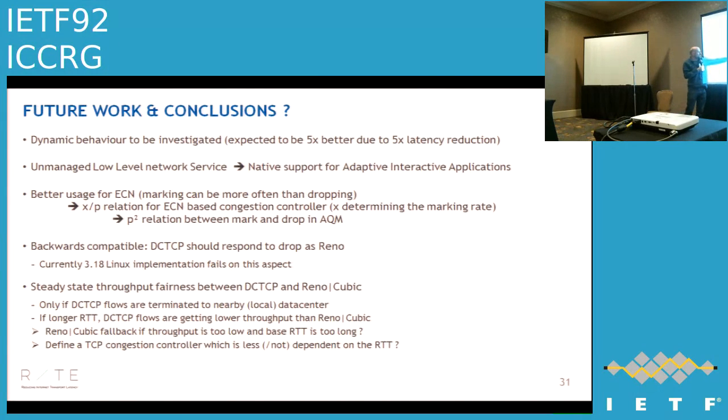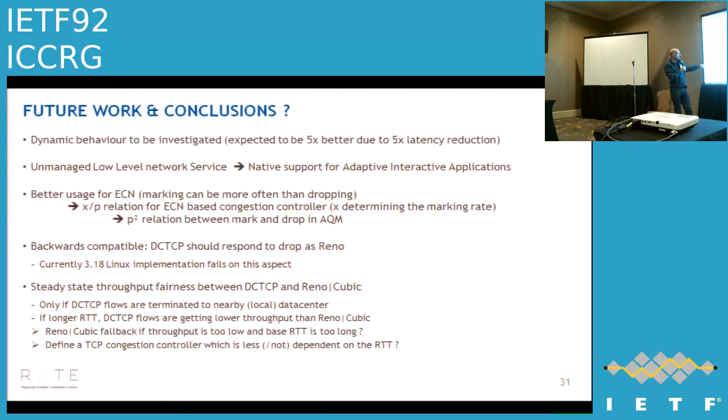Related to the steady state throughput fairness, it works only if data center TCP flows are terminated nearby. The round trip time is low, because we balance the round trip time, since it's 5 times shorter for data center TCP. We have to stop it 5 times more. So if there is an additional, let's say 100 milliseconds added to it, then we have 108 divided by 140, which is another ratio. So the data center throughput will be much lower than if we would use Reno.